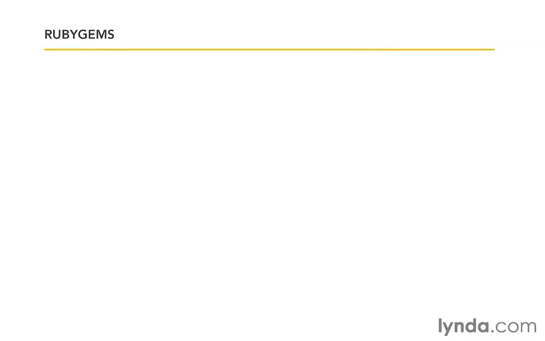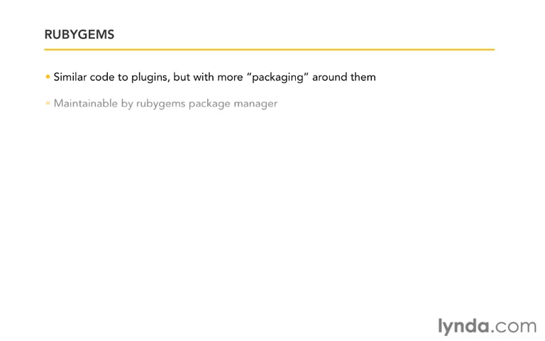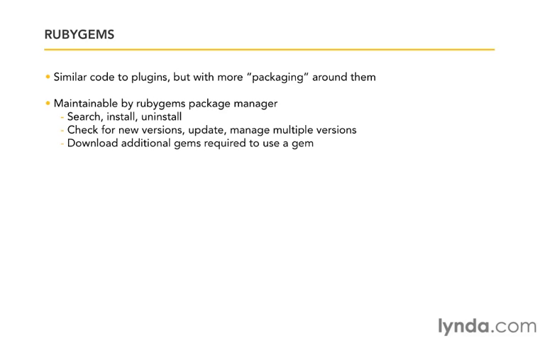Now, Ruby gems, or just gems for short, is that same code, but this time with more code added around it. And this extra code allows gems to be maintained by the Ruby Gems package manager, which makes it super simple to find, install, uninstall, update, even keep multiple versions of a gem around. If a gem needs other gems to do its job, well, it'll download those too. It even allows code to be compiled after downloading to match your specific hardware and operating system.